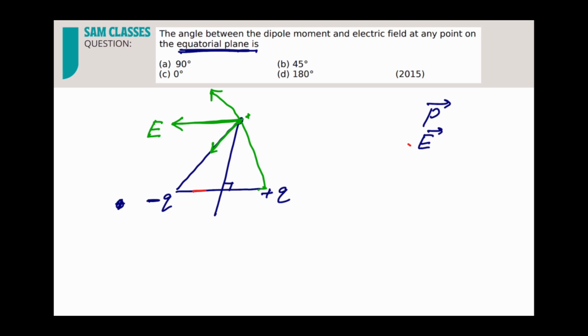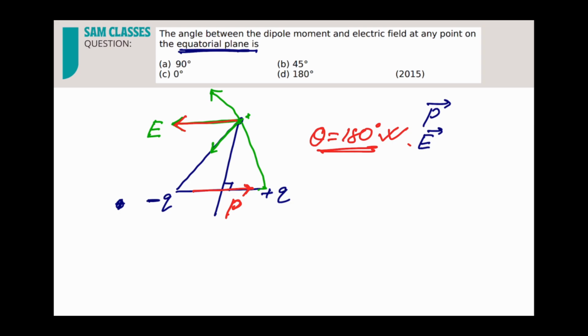And we already know that the direction of the dipole is from the negative to the positive. So this is the direction of P, this is the direction of the electric field. So what is the angle between them? Theta is equal to 180 degrees. Pretty simple, 180 degrees.